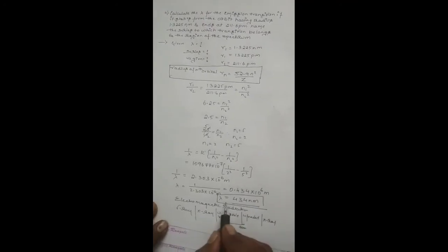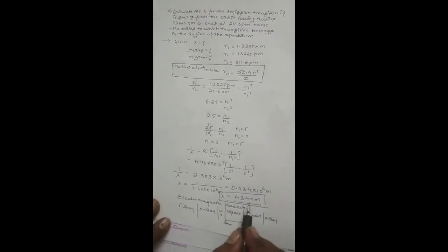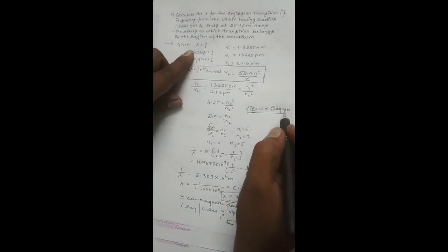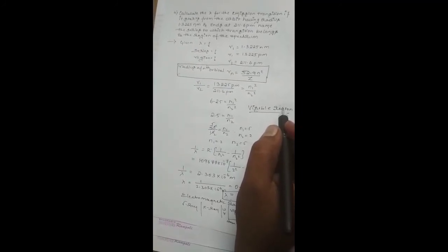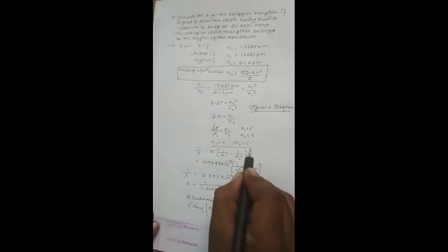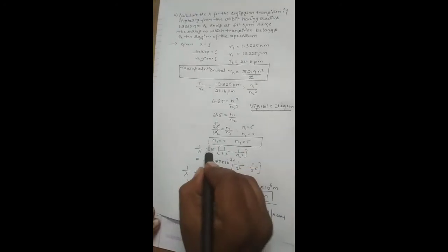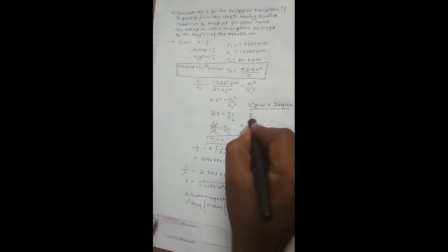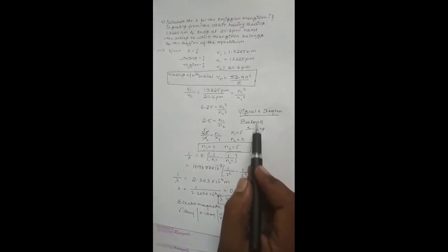Then the wavelength we got, 434, is in the visible region. We got the visible region series. Which series is it: Lyman, Balmer, Paschen, Pfund or Brackett? Already I told you, n1 is 2 and n2 is 5. We know that Balmer will start from n1 equal to 2 only. Then it is Balmer series. We found that the Balmer series is also in the visible region.